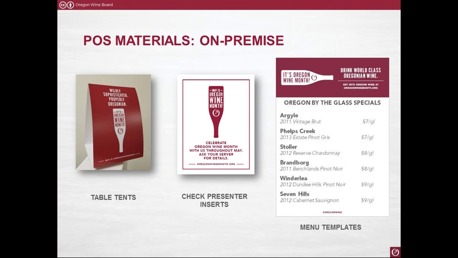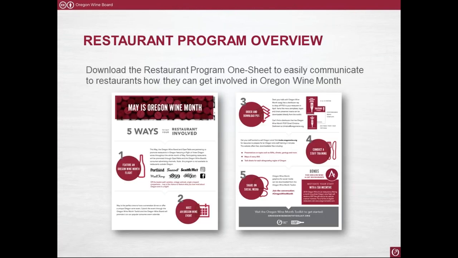For on-premise programming, just a quick review of the POS materials that are available to that sector. Again this year we created a 5 Ways to Get Your Restaurant Involved in Oregon Wine Month sheet. This is a really great selling tool when you're going into restaurant accounts, or when your distributor reps are going into restaurant accounts. It spells out the Oregon Wine Month program very simply and provides 5 key action items that buyers can take to get involved. That can be downloaded on the Oregon Wine Month Toolkit, and you can use it yourselves, or share it with your distributors.